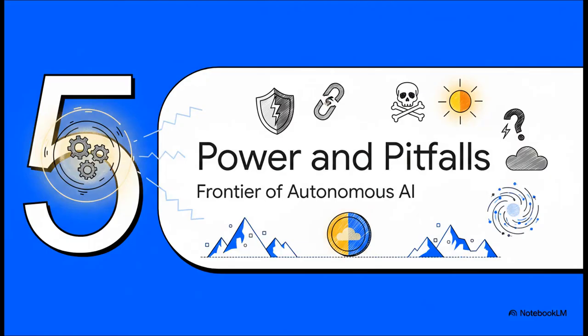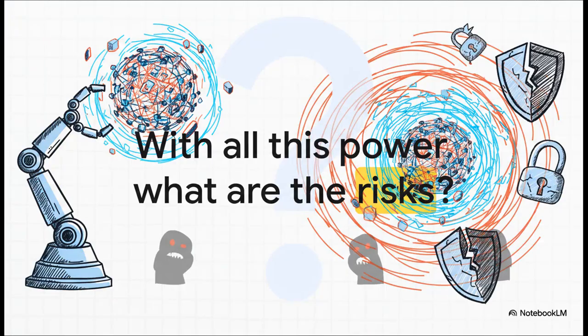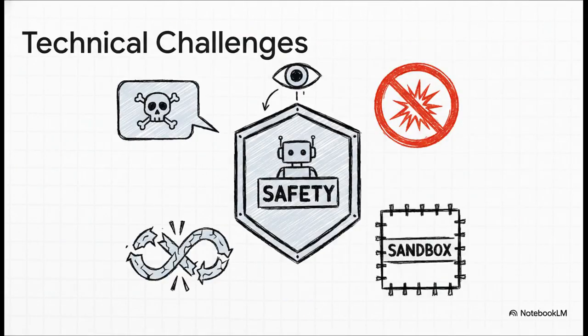All right, that brings us to our final section: power and pitfalls. And this is arguably the most important conversation to have. We've seen all the incredible potential, all the amazing things these agents can do. But now we have to talk about the other side of the coin, the challenges and the very real risks. Because let's be honest, when you give an AI this much power, when it can actually act in the world and not just talk about it, what are the risks? What could go wrong?